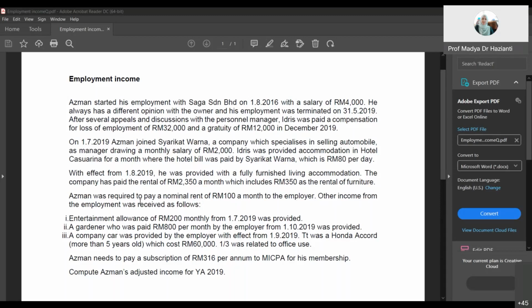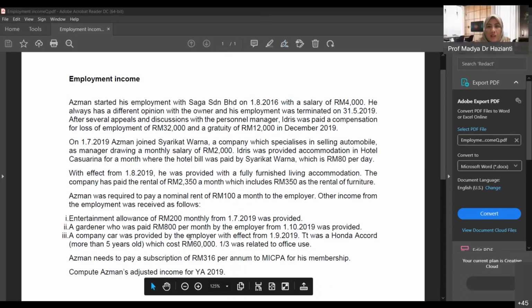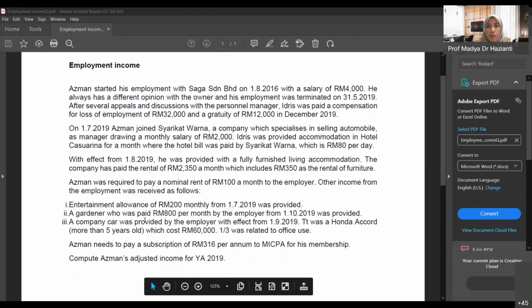The income from employment was received as follows. Okay, dia dapat entertainment allowance, gardener, company car, and he needs to pay subscription of 316 per annum to MICPA for his membership. So you have to compute Azman's adjusted income for year of assessment 2019. Yang kau tu tak faham, okey tak apa.